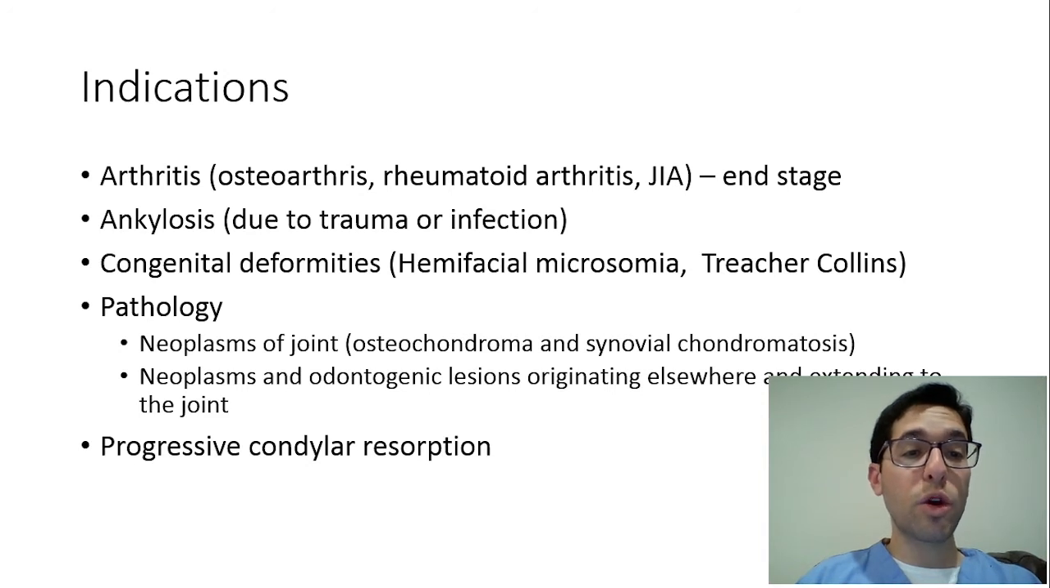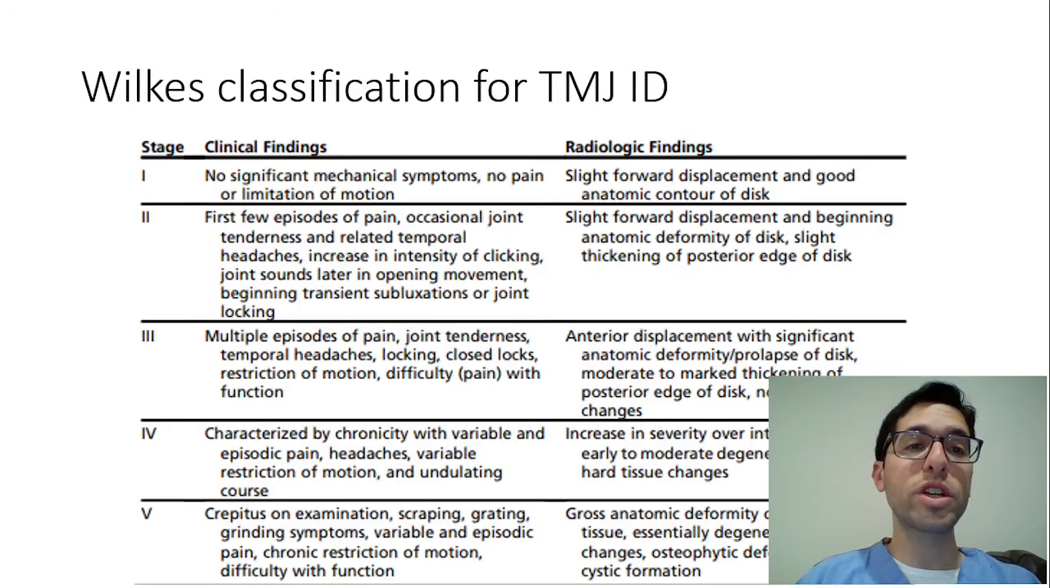And you also have idiopathic progressive condylar resorption, where the condyle just resorbs on its own, and then of course you need a reconstruction. So for any of these reasons, you're looking at total joint reconstruction.